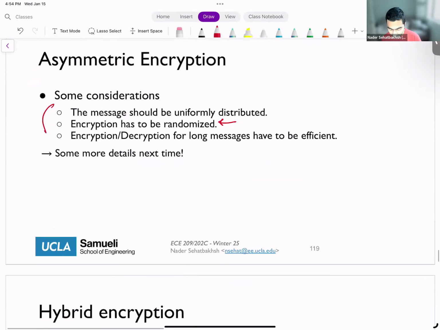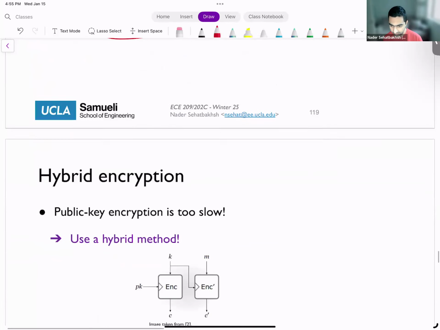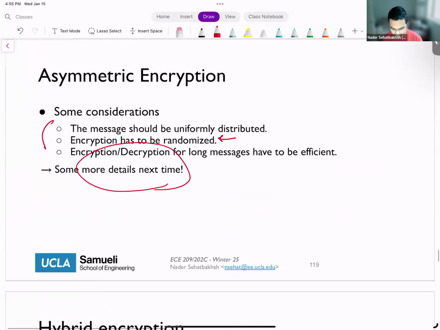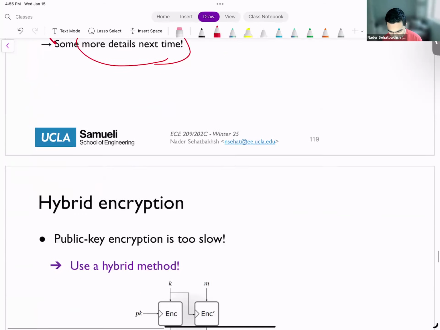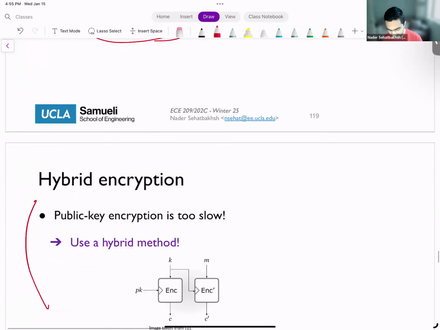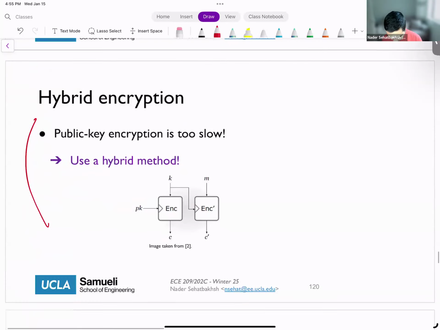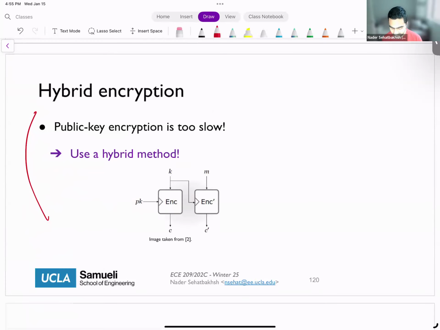What you're going to see in your project, not next time, in your project, is a little bit of these details. But in order to solve those three problems, we're going to introduce something called hybrid encryption, okay? Through hybrid encryption, we're going to fix all of these three problems. And this is what is usually used in standard systems.